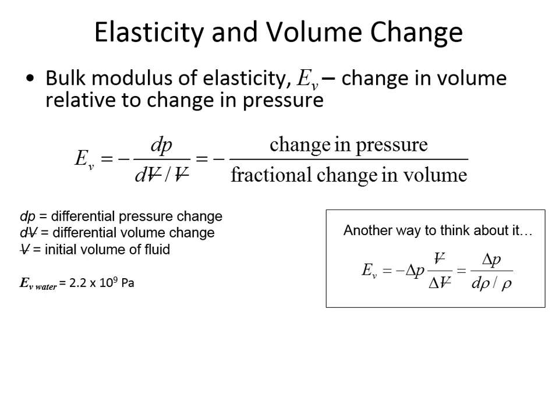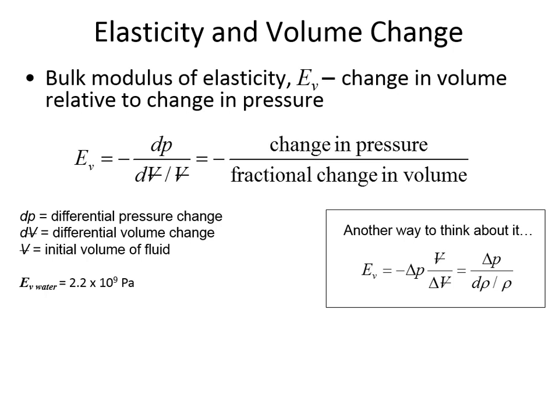Remember STP from chemistry, standard temperature and pressure? It's 760 millimeters of mercury, and so that is one way of measuring atmospheric pressure. In terms of pascals, it's 101,325 pascals. That is standard pressure, meaning the average atmospheric pressure at sea level.